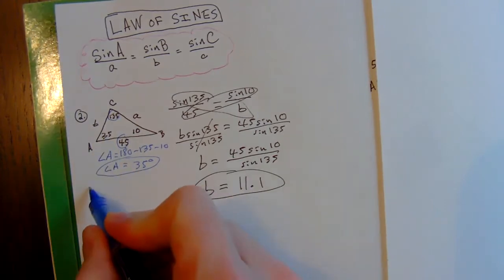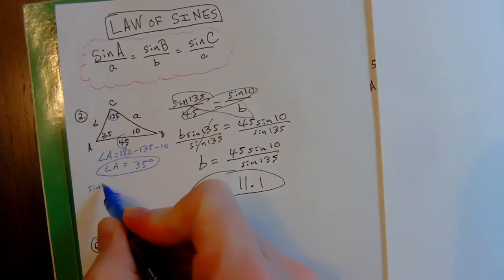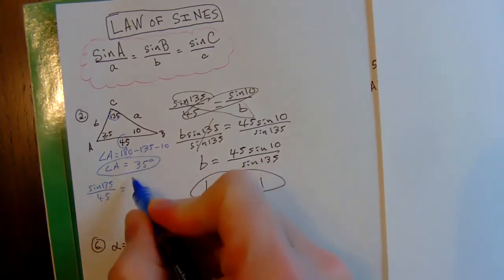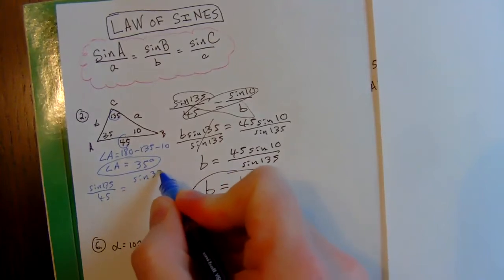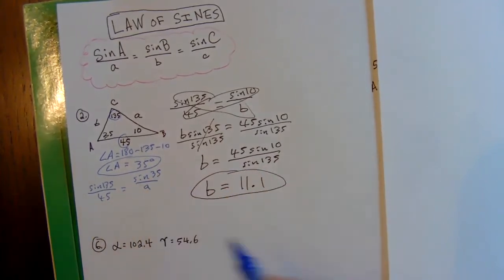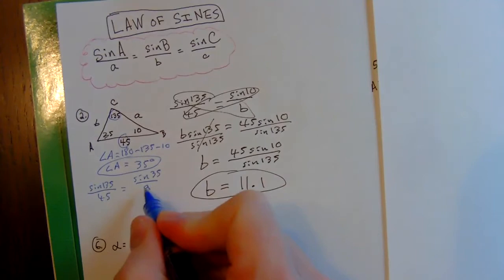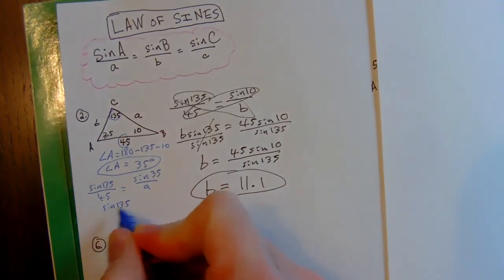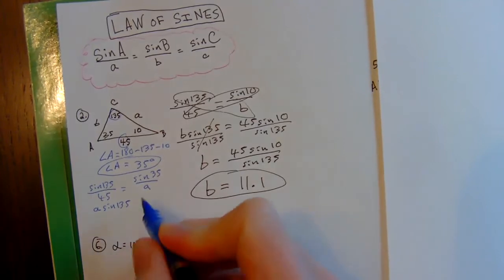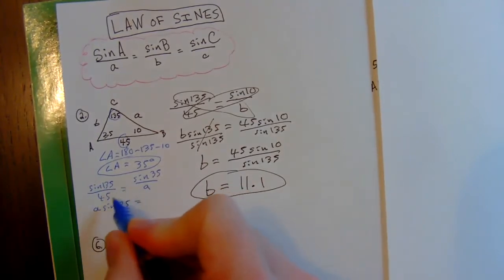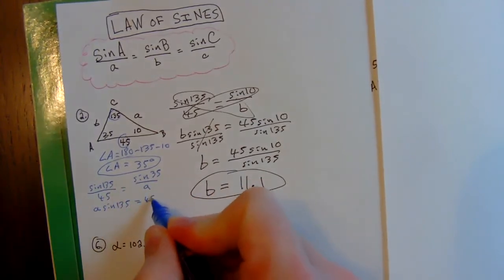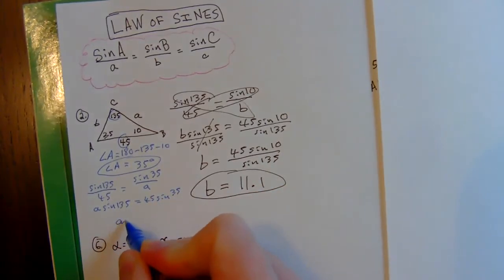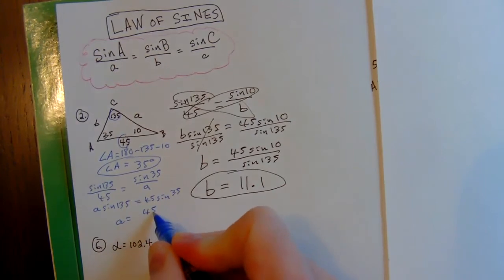So I can set this up as still the sine of 135 over 45 equals the sine of 35 over little a. And then when I cross multiply, I'll get sine of 135 times a. I'll put the a out in front typically there. So I'll go this times this equals this times this. So that's 45 times the sine of 35. And then we'll divide both sides by that sine of 135.